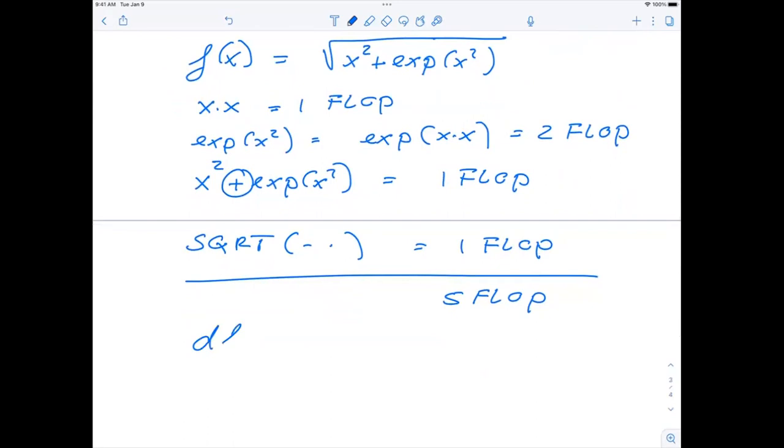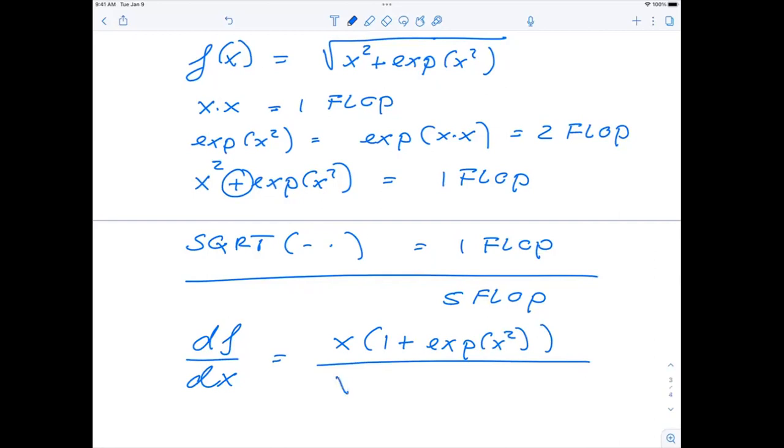So we calculate now d of x. And if I were to use a package like Mathematica, this would give me a derivative which looks like x plus 1 times the exponential squared. And then I have a denominator, and then I have the square root here.